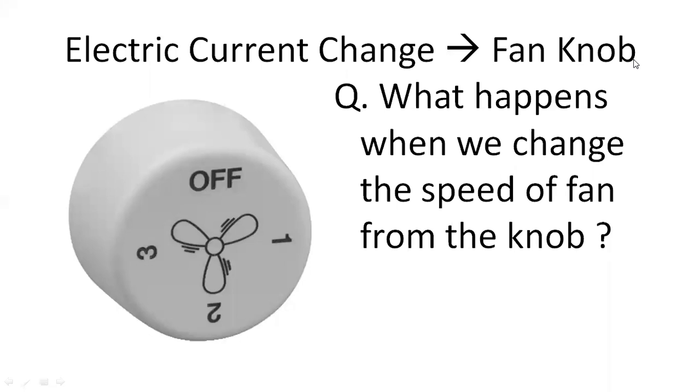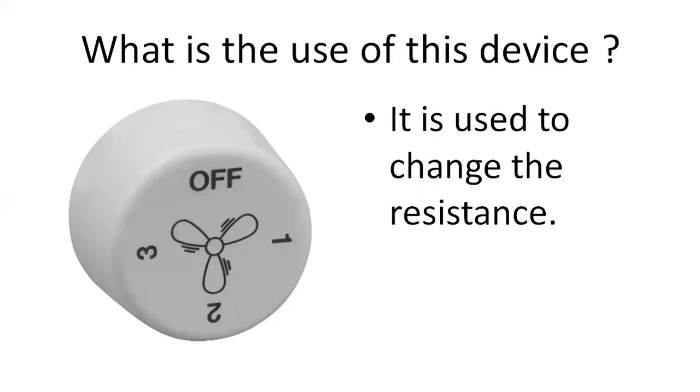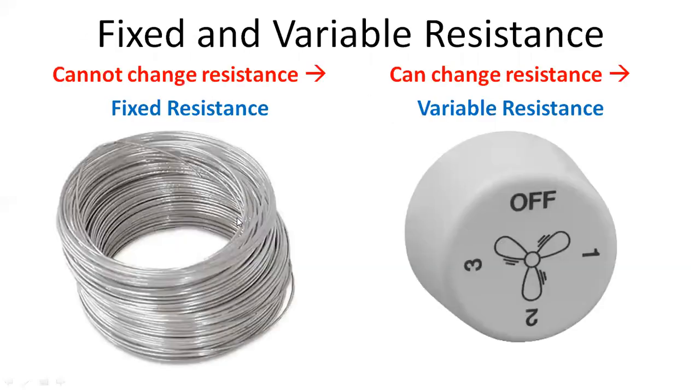We are changing the resistance value. As soon as we change the resistance, it will have different electric current and the speeds will change. We are not changing speeds directly. We are changing resistance because of which electric current is changing, because of which speed is changing. Good. Now the next question: what is the use of this device? The main use of this device is to change the resistance of the fan.